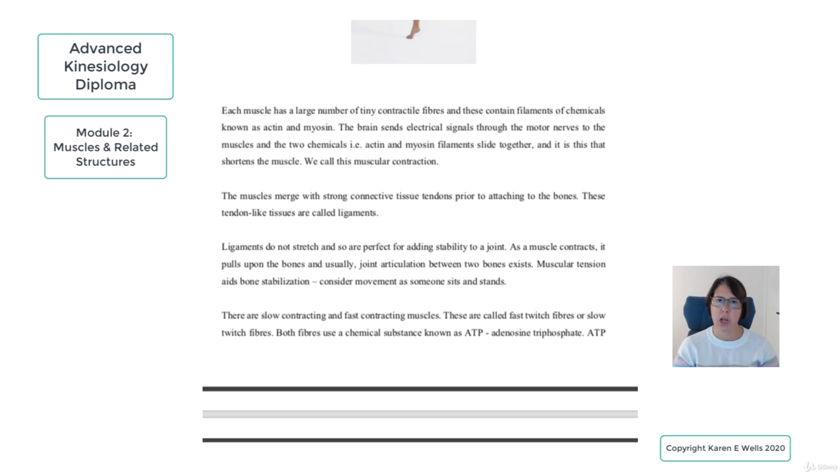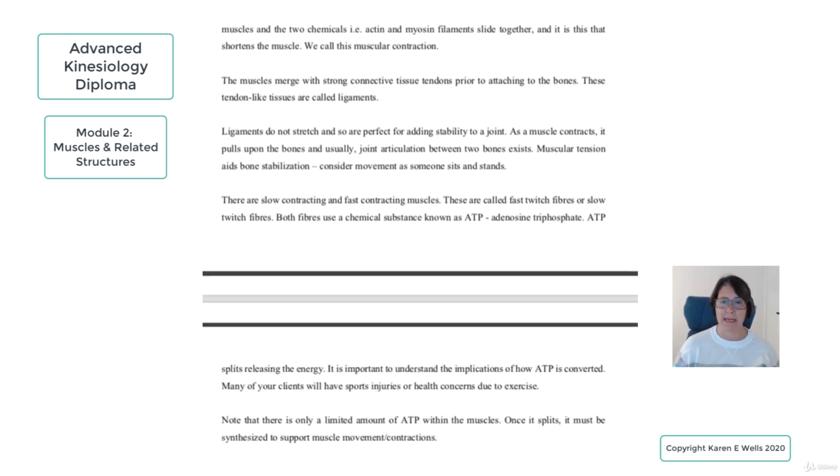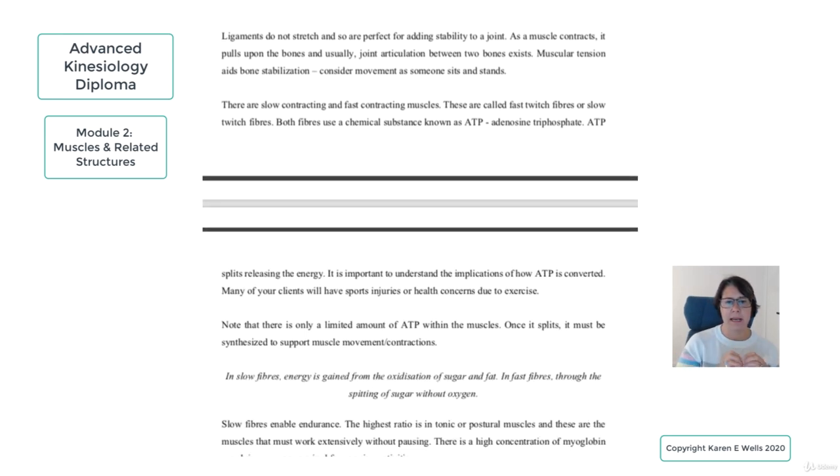So it's about slow contracting and fast contracting muscles. Now, these are called fast twitch fibers or slow twitch fibers. Okay, so slow contracting, slow twitch fibers; fast contracting, fast twitch fibers. Now, both fibers use a chemical substance known as ATP, and this splits, releasing the energy. So it's important to understand the implications of ATP and how that's converted.